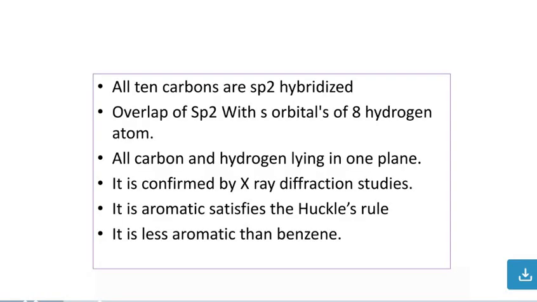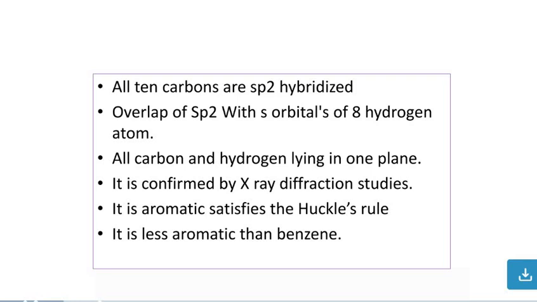So all 10 carbons are sp2 hybridized. Overlap of sp2 with s orbitals of 8 hydrogen atoms. All carbon and hydrogen lying in one plane. That is also a very important point. It is confirmed by X-ray diffraction studies.